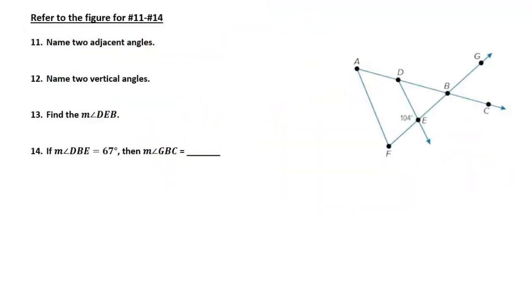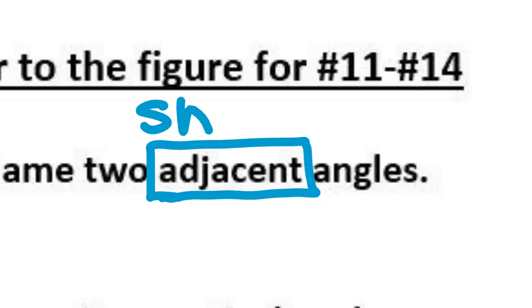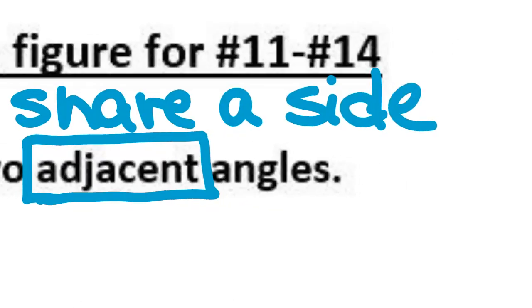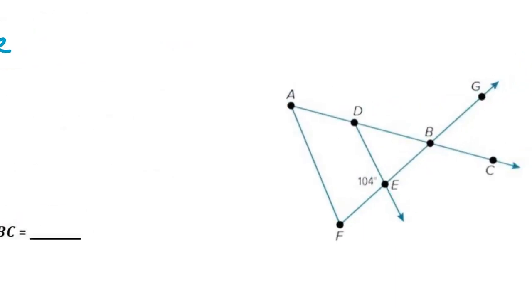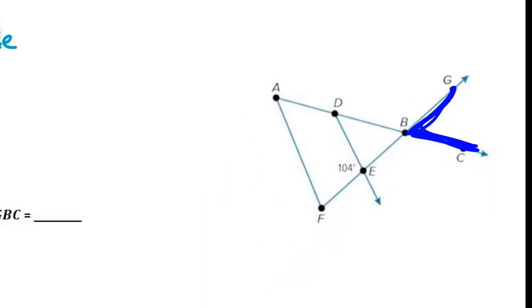I love it. Name 2 adjacent angles. In order to be adjacent, they have to share a side. So there's tons of right answers on here. I'm going to start by picking any angle I want to. Let's pick this one. You guys okay if we choose that one? All right, so what would a name for that angle be?